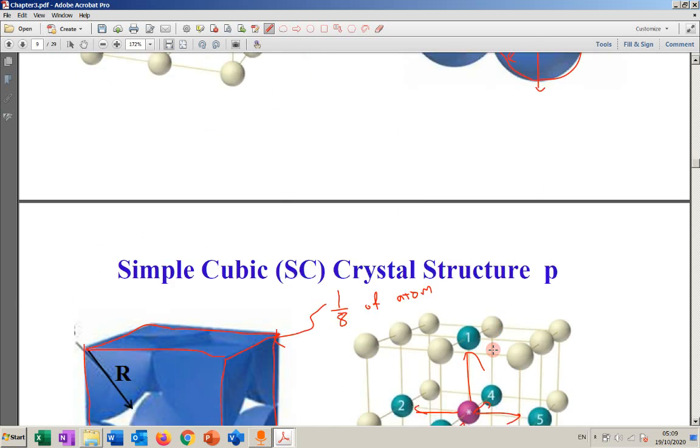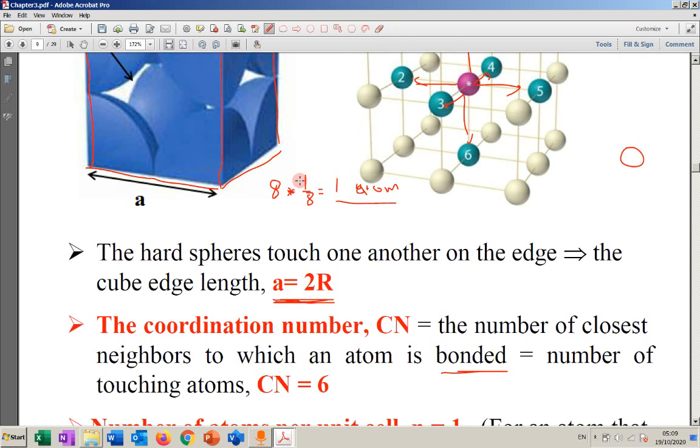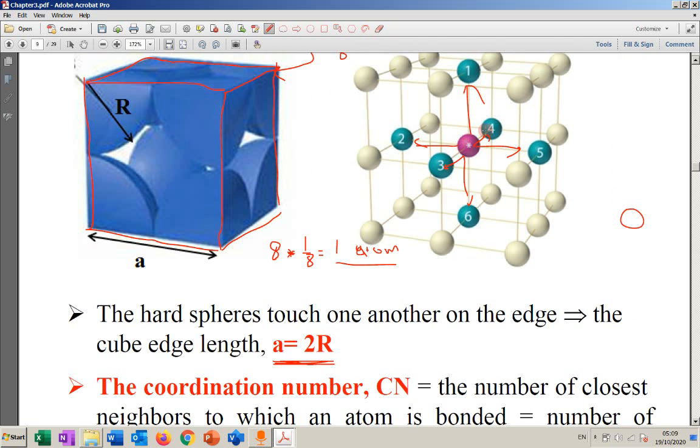It is the number of atoms that are touching each other, the closest neighbors to which the atom is bonded. You can call it bond, because they're touching each other, there will be bond between those atoms. So the coordination number for simple cubic will be 6, because each atom has 6 neighbors, the way that it's arranged. It's all in order to understand how the simple crystal structure, or primitive crystal structure, is arranged. Because if you know the coordination number, you'll be able to know the bonding, the way that atoms are linked.